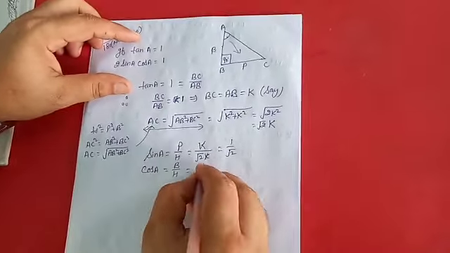Example number 5, page 180, same NCERT book, Maths 10th. It's given in triangle OPQ. This type of triangle is given.